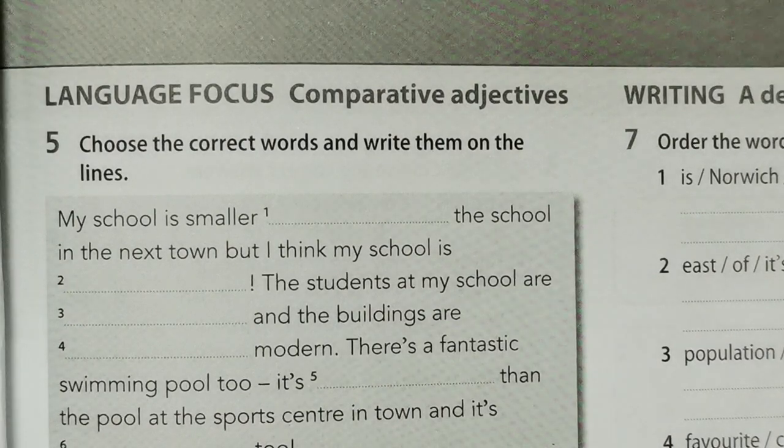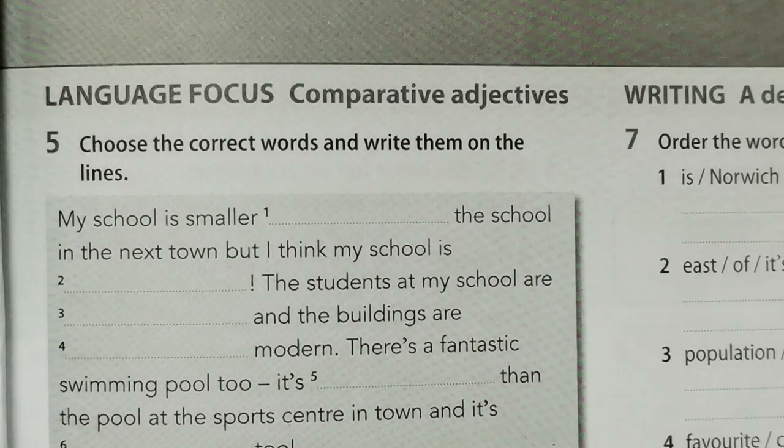Okay, pupils, we are on this Year 5 English Plus 1 workbook on page 19. We are on Unit 1 Progress Review again. So this is a continuation of parts 1 to 4. This is part number 5, so we will learn about some grammar here. Language focus: comparative adjectives.